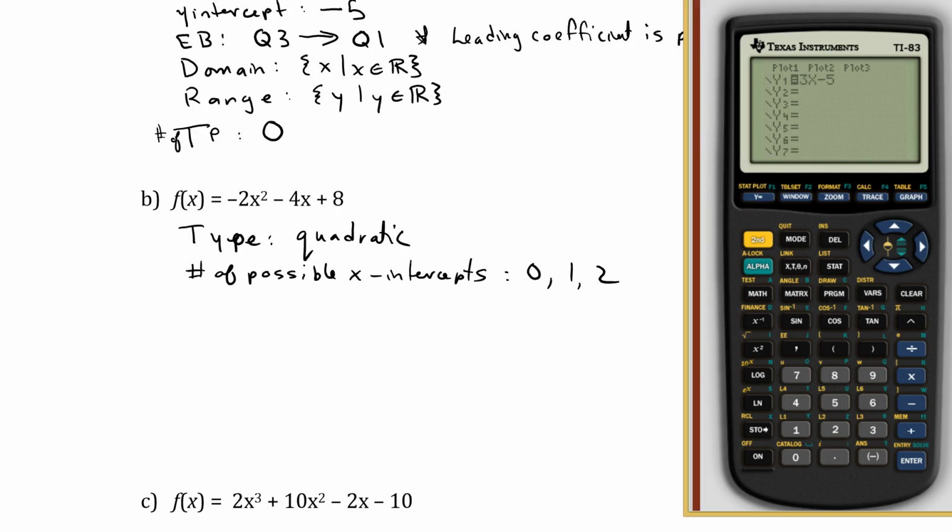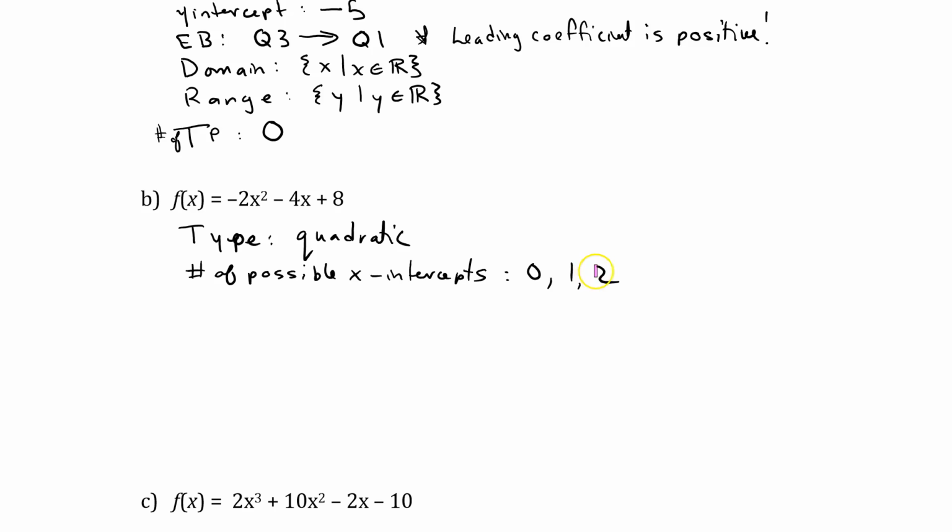So I'm going to go into my graphs. I'm going to say clear. I'm going to say negative 2x squared. And you might want to pause it and type this in alongside me, just to get your fingers used to it. Minus 4x plus 8. I'll graph this thing. And look at that. In this case, it opens down and we have 2. So I'm just going to highlight the fact that the number of possible could be 0, 1, or 2, but in this one it is simply 2.